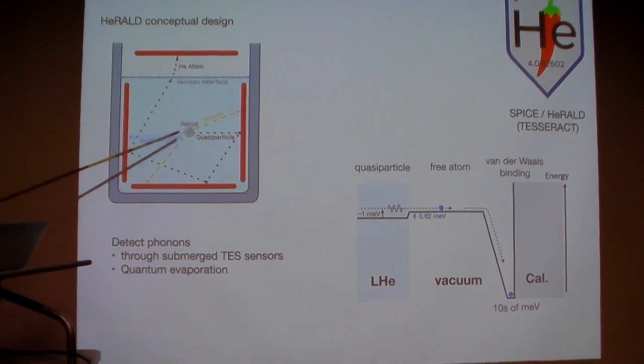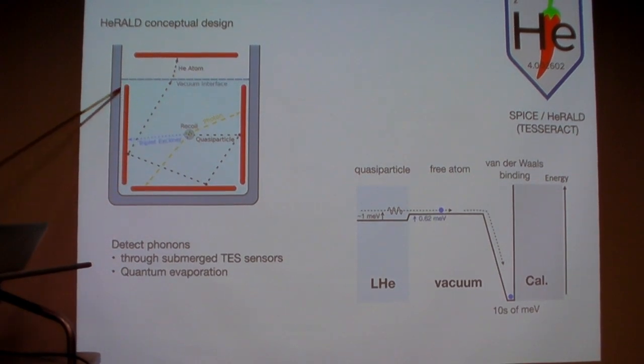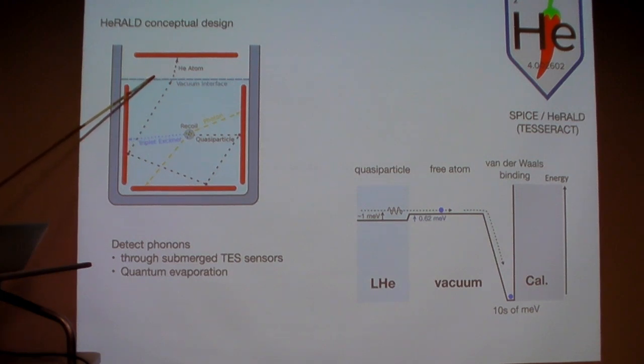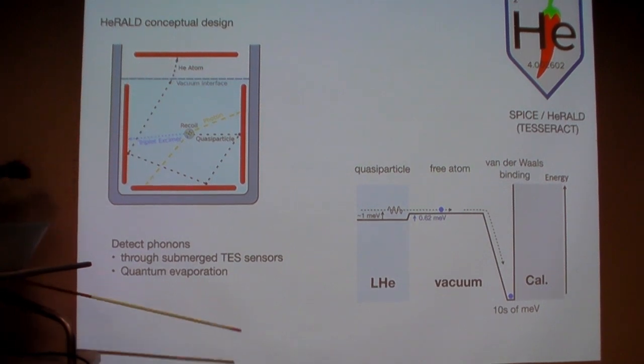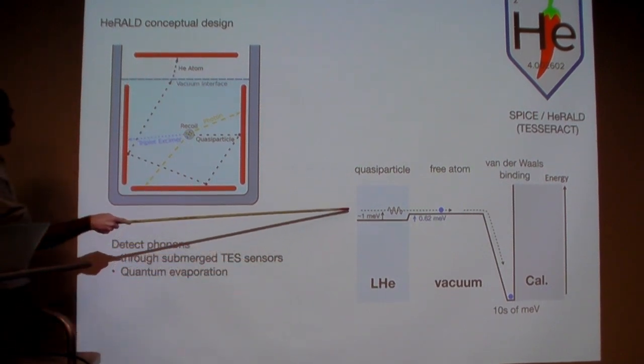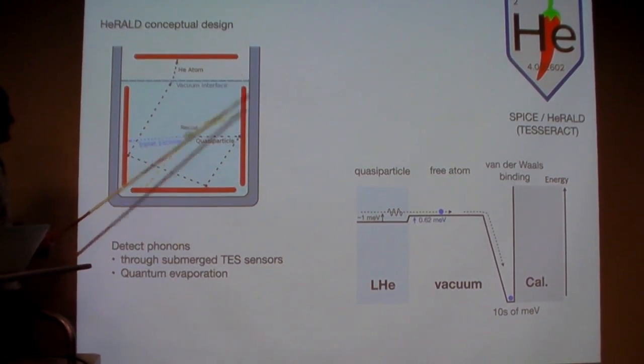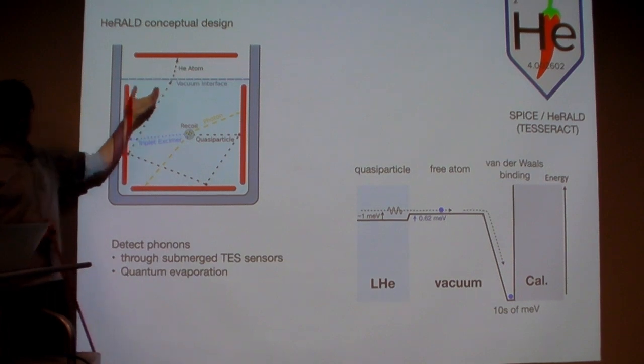So you're creating some phonons that bounce around off the walls. Either you detect them on the walls, so you build some sensors here, or you try to get them to hit the surface where they evaporate a helium atom, and then this helium atom can drift up to this sensor over here, where you can try to see this atom sticking to your little superconducting sensor. That's a nice thing to do because it costs you about a meV worth of energy to evaporate a helium atom from the surface.